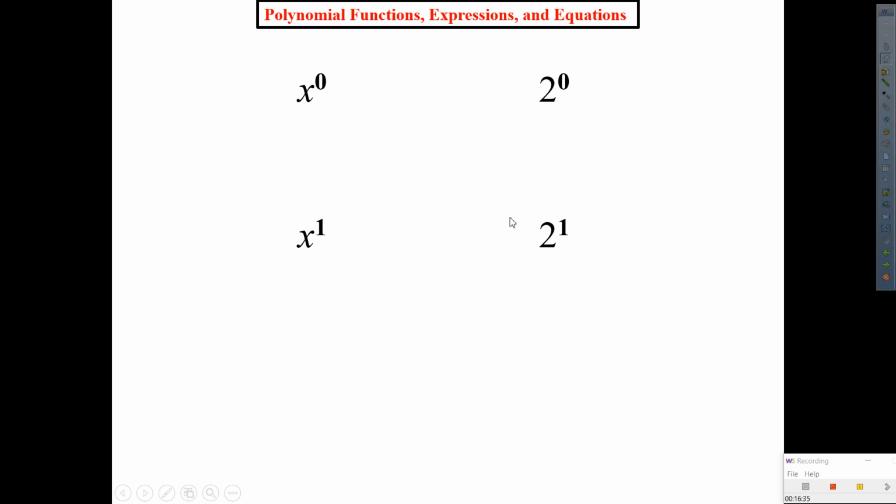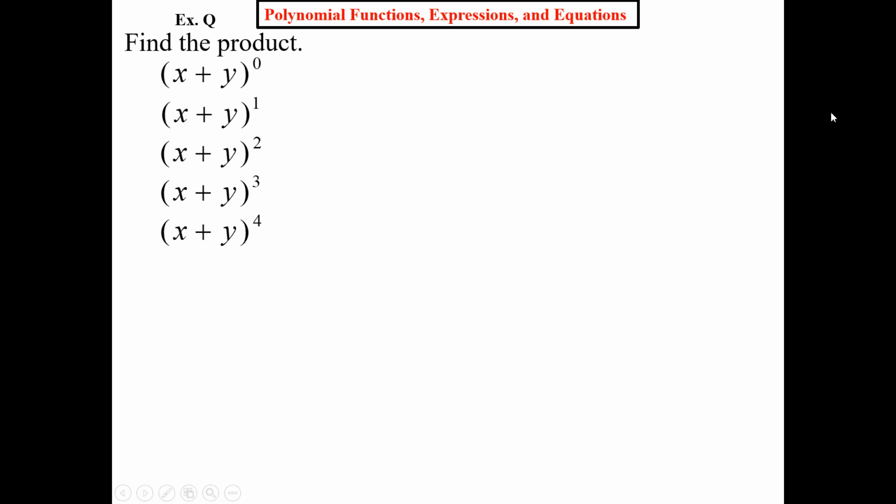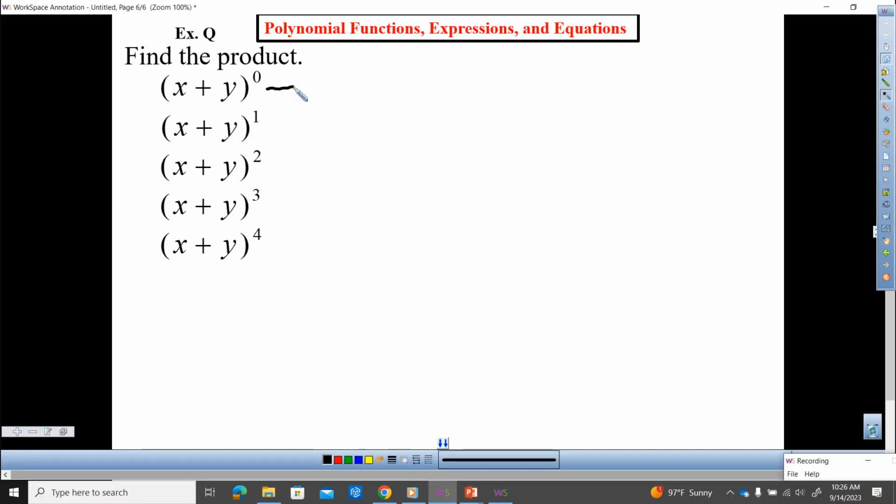So with that said, look up to the screen. Don't copy this. It says, find the product. So without writing anything down, tell your neighbor what that is. What is that? Everyone, 1. That is correct. That is 1. Therefore, x plus y to the first power, tell your neighbor what that would be. X plus y. That is correct.